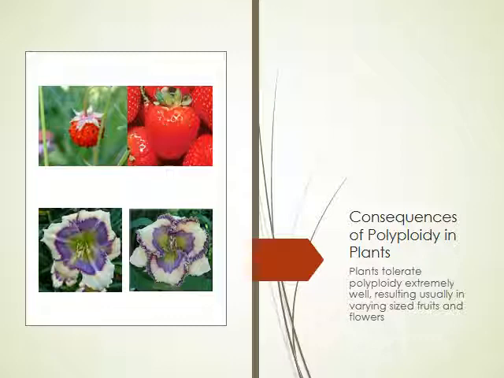Plants, on the other hand, they can be polyploid. They like polyploidy. Polyploidy results in various flower sizes, various fruit sizes. This is a daylily. It's about a 2-inch wide daylily. It's 2N. When I doubled the number of chromosomes in it, it became 4N. And it had a much larger flower, more proteins being produced.